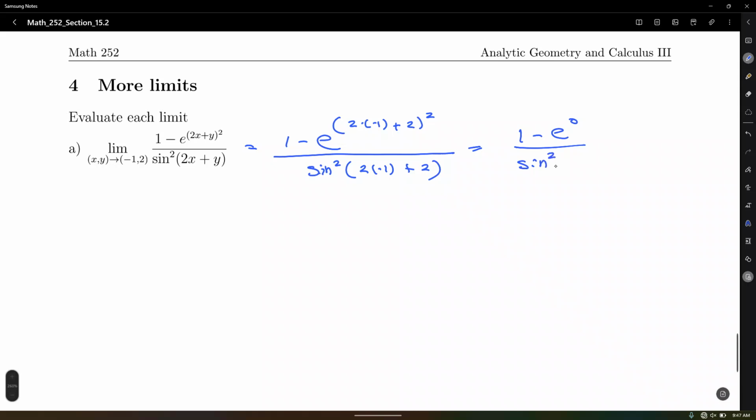Sine squared of 0. Okay, so sine of 0 is 0, and 0 squared is still 0. e to the 0 is 1, so that is 1 minus 1, which equals 0 over 0. All right?